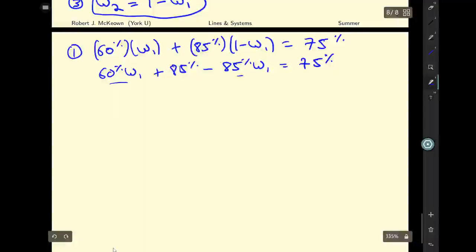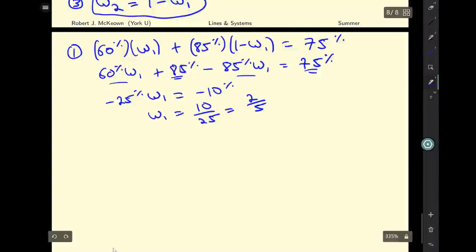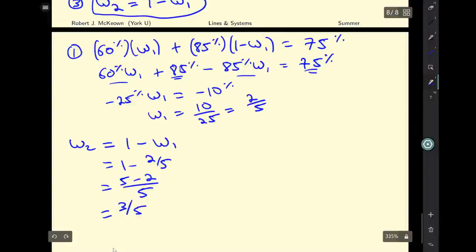Now I can collect like terms, and we get minus 25% W1 is equal to minus 10%, and therefore W1 is going to be equal to 10 over 25, which is equal to 2 over 5. What's W2? Well, W2 is equal to 1 minus W1, which is equal to 1 minus 2 over 5, which is equal to 5 minus 2 over 5, which is equal to 3 over 5.